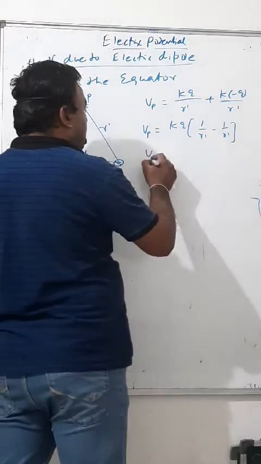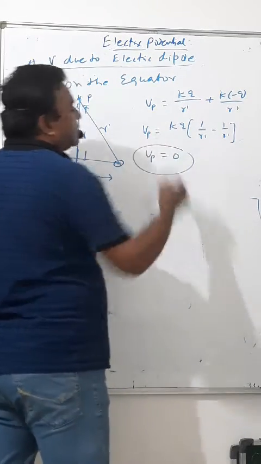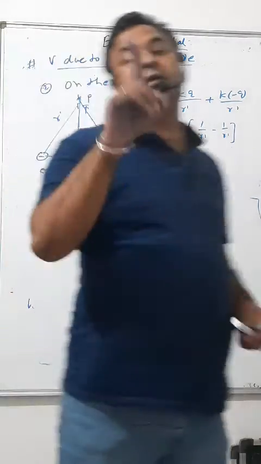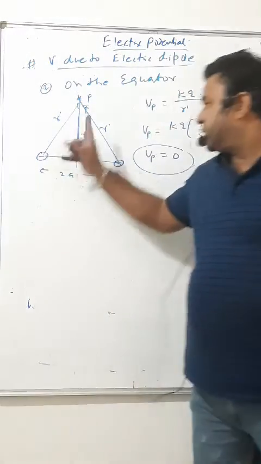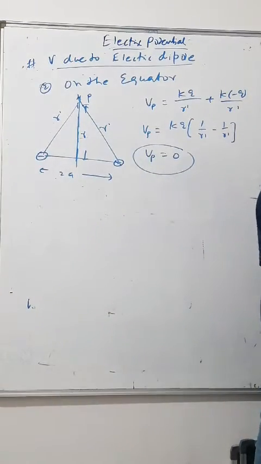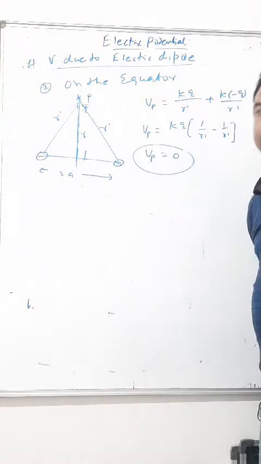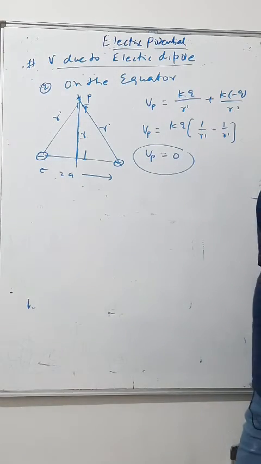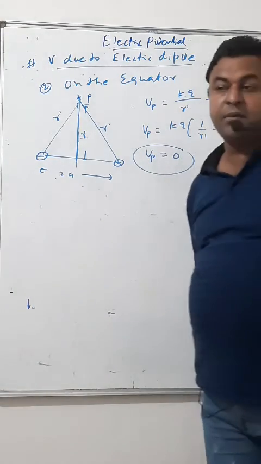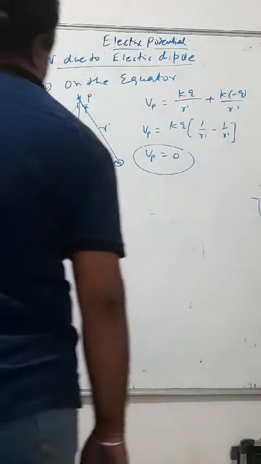It is what? 0. Now the equatorial line, both charges are at the same distance. From one charge there is positive potential, from the other charge there is negative potential, and potential is a scalar quantity. Positive plus negative becomes 0, magnitude are same.